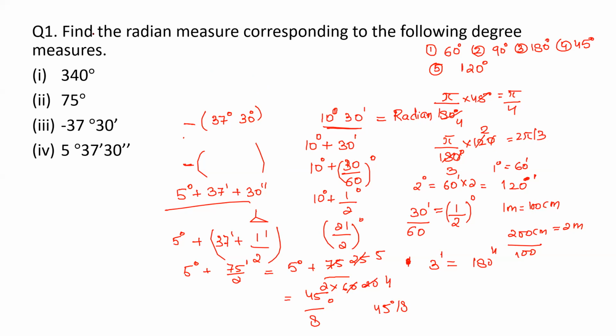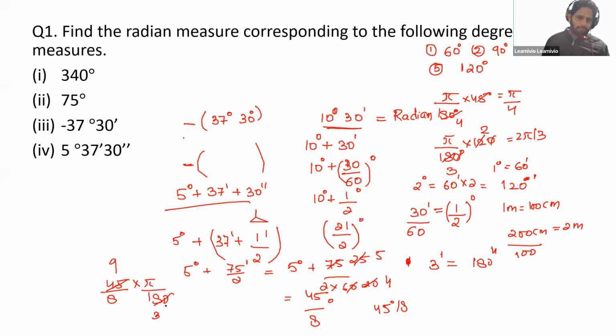Yusra, this is not correct. Please check the calculation. You are making some mistake. Putwika, please always give the answer in fraction, okay? There's no need to convert this into decimal. So you are getting 45 by 8 into pi by 180. Okay, cancel out this.